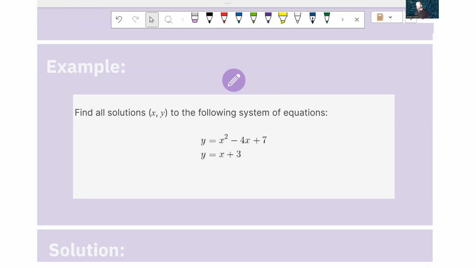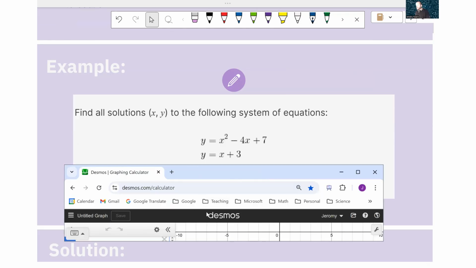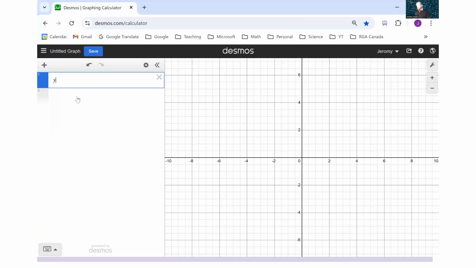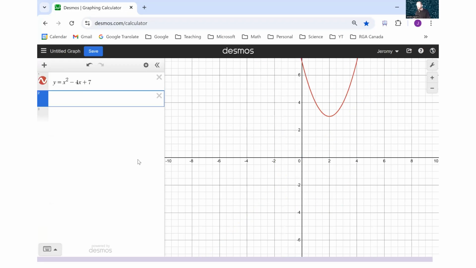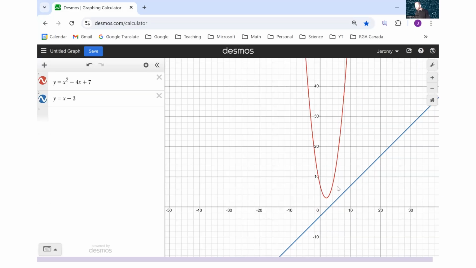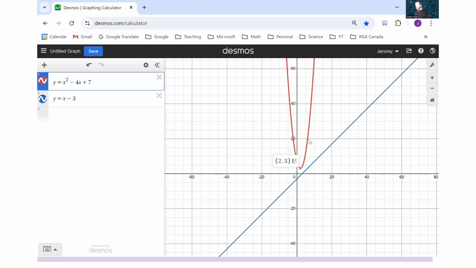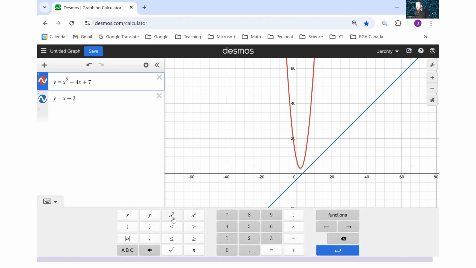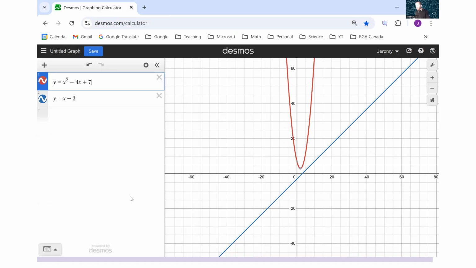So our first one is x squared minus 4x plus 7. And our next one is x minus 3. We can automatically see there is no solution here. These graphs don't cross anywhere. So we can see that right away from graphing this. I typed all this in with the x squared. You can go down here and you can type in a squared term if you need to. That's up to you.